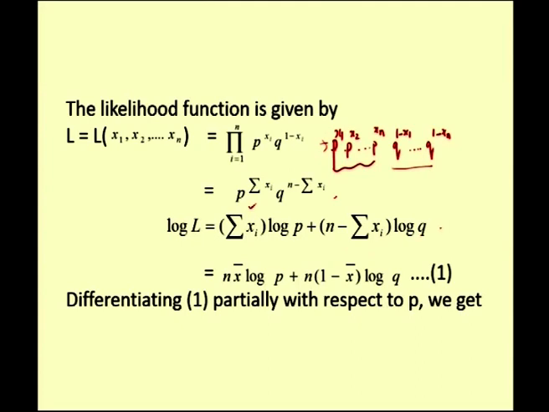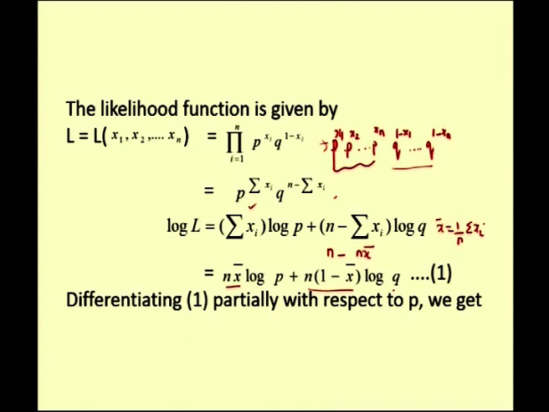Now you are very much familiar that x bar can be written as 1 by n summation xi. So from this particular term, your summation xi is nothing but n x bar log of p plus n into, here minus summation xi is nothing but once again n x bar, take n outside, this is n minus n x bar. So you take n outside, you will get 1 minus x bar log q. So let me denote this as equation number 1.